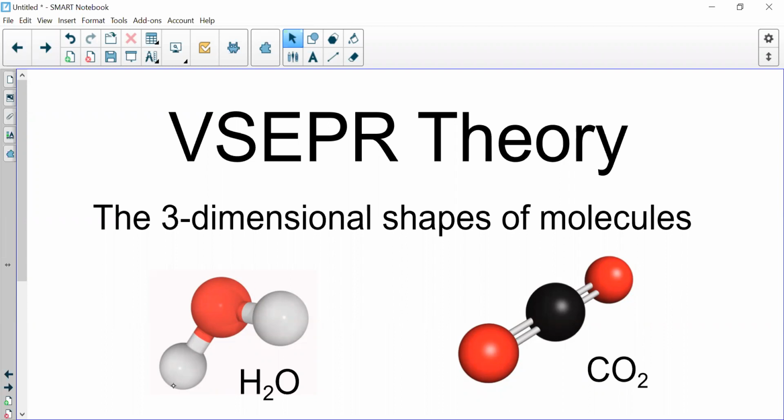For example, why does H2O bend like this, whereas CO2 is straight across? Well, VSEPR theory is going to answer that question, and it'll give us a lot of other answers as well.